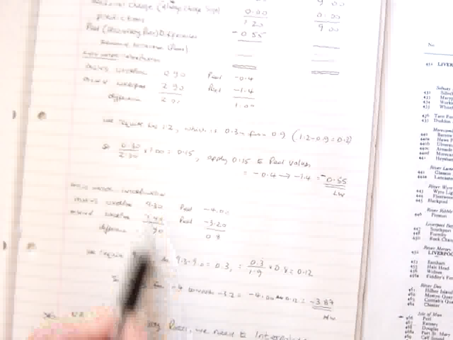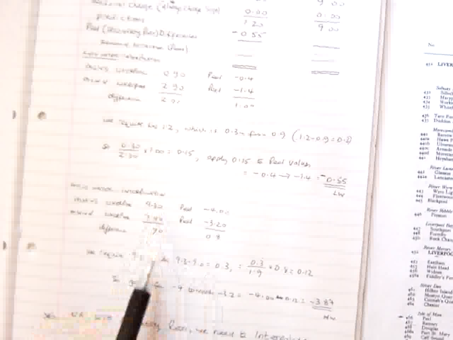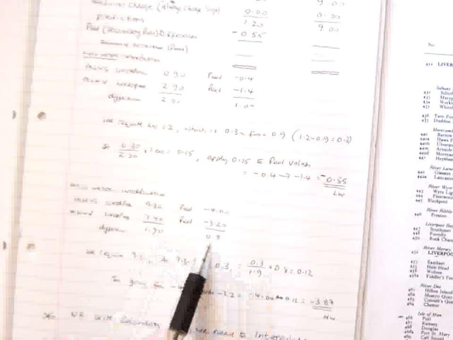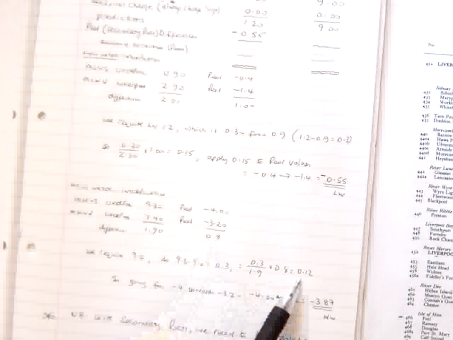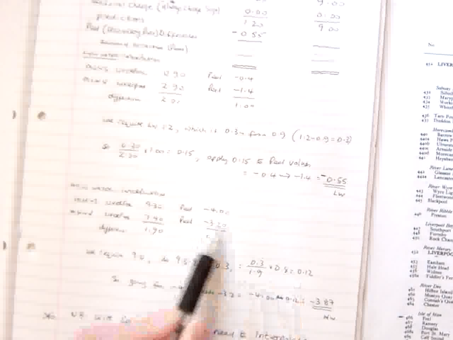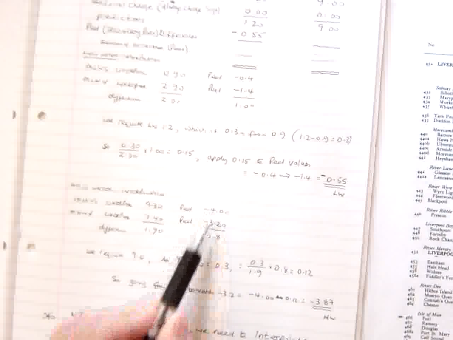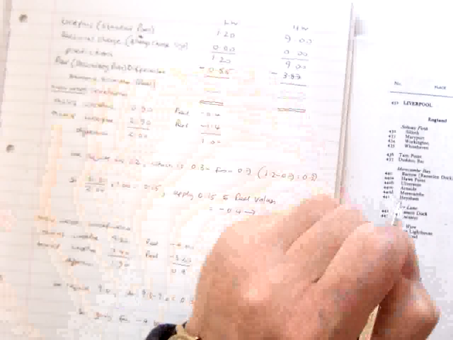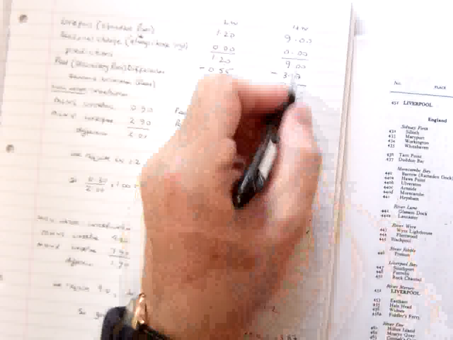So 9.3 minus the 9, that's 0.3, the difference. So if we put 0.3 divided by 1.9 multiplied by our difference, it gives us a correction of 0.12 to apply to one of these values. We're going from 4 down to 3.2, so our correction is 0.4 less this 0.12, so it becomes minus 3.87. So the correction for high water is minus 3.87. So we can write in here minus 3.87. Okay, so we can do those sums.